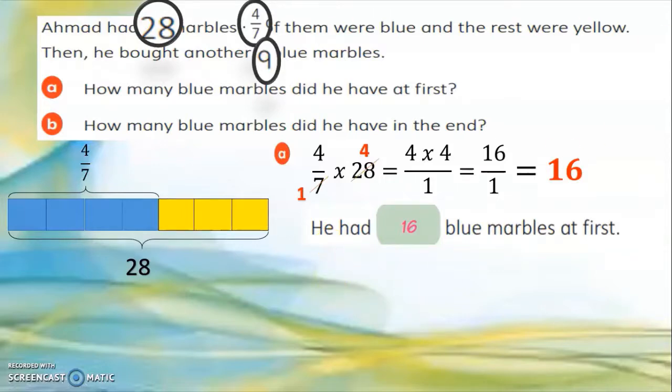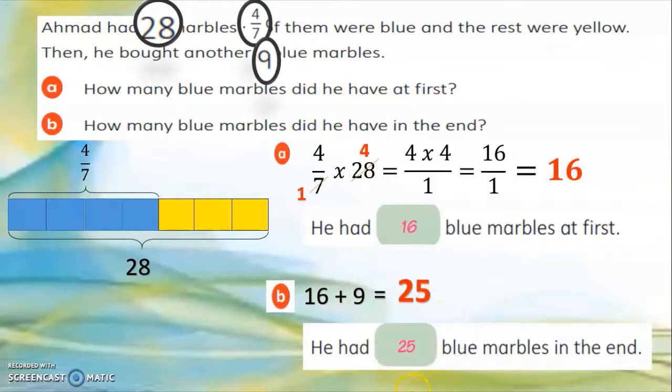Next, let's find how many blue marbles he had in the end. You can see here, he bought another 9 blue marbles. So at first, having 16, we just add 9. So 16 plus 9 is equal to 25. So he had 25 blue marbles in the end.